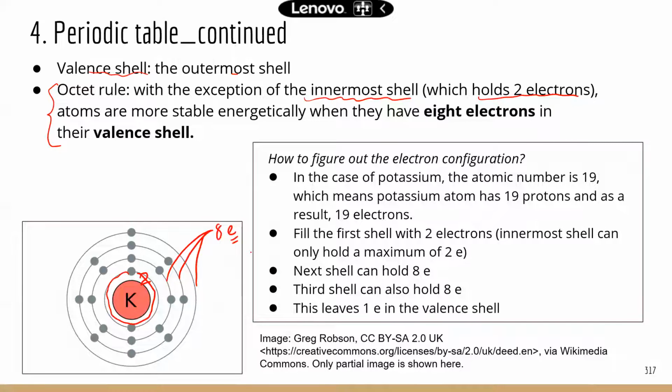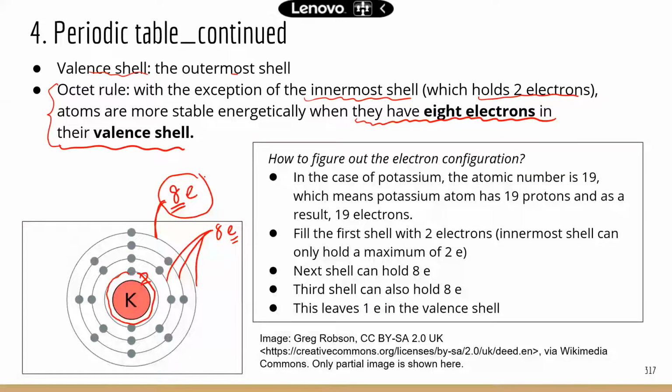In this shell, if you can get to 8 electrons, the atom will be energetically stable. Now, atoms have this tendency to get to the stable state. So they want to have 8 electrons in the valence shell. So that's a very important rule that atoms will follow in nature.